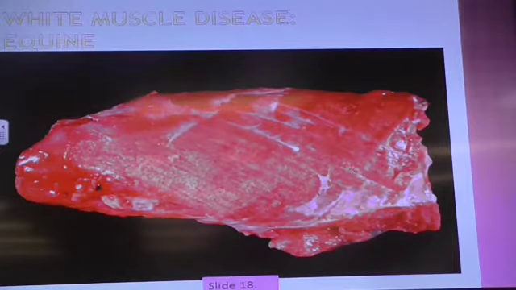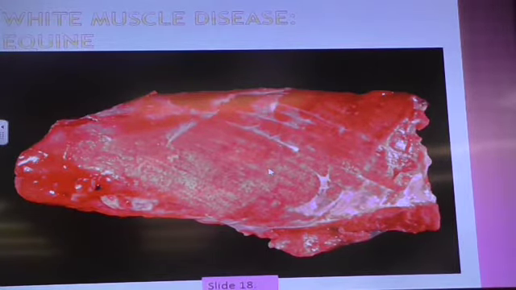And this is a section from an equine, so they can also get white muscle disease, not as common as in our ruminants. And so do we think this is the lesion? No. Who said no? How could you say no? Well, you are correct. So this is not the lesion, this is just sort of fatty tissue. The lesion is right here.